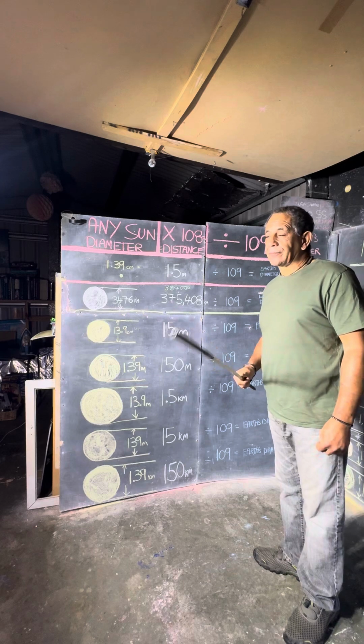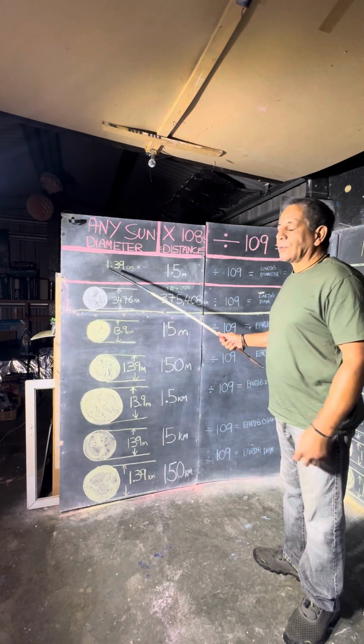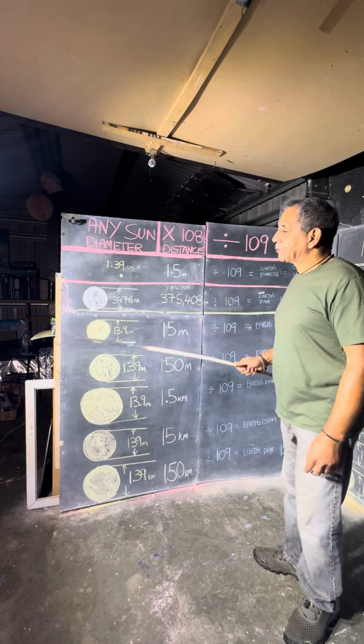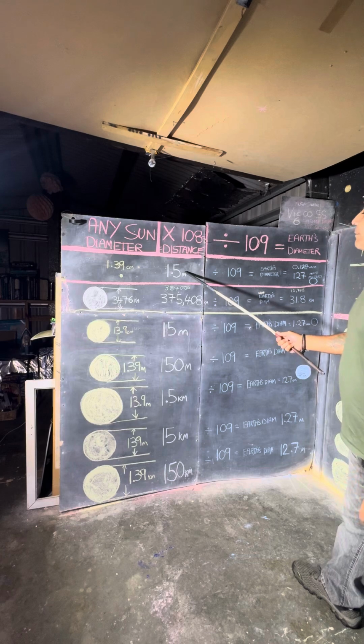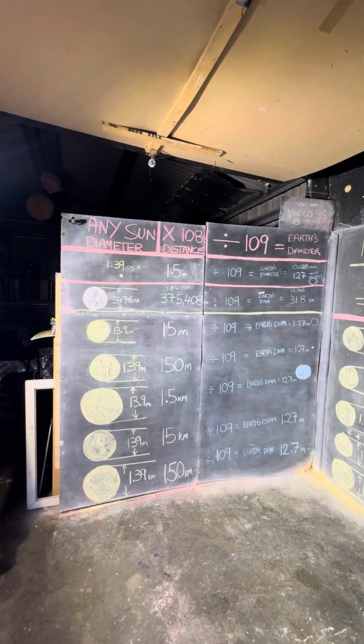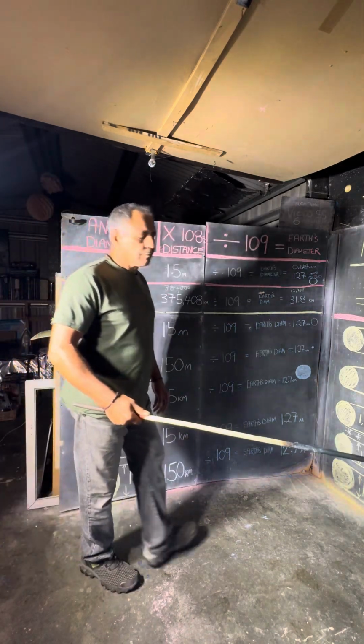Are we ready? Alexa, what is 1.39 centimeters multiplied by 108? From onlinecalculator.org, 1.08 meters equals 108 centimeters.